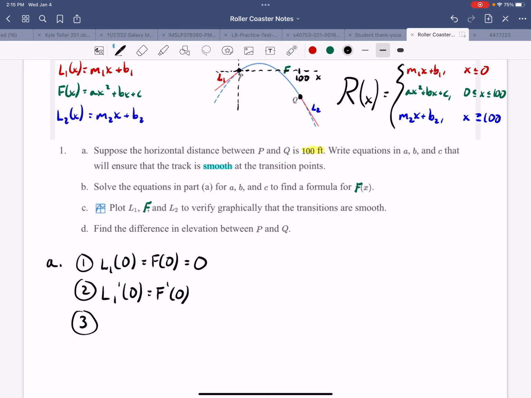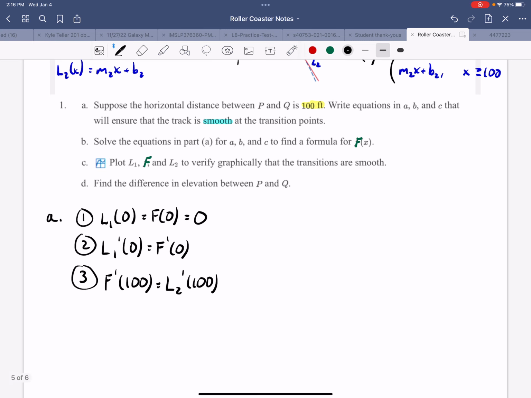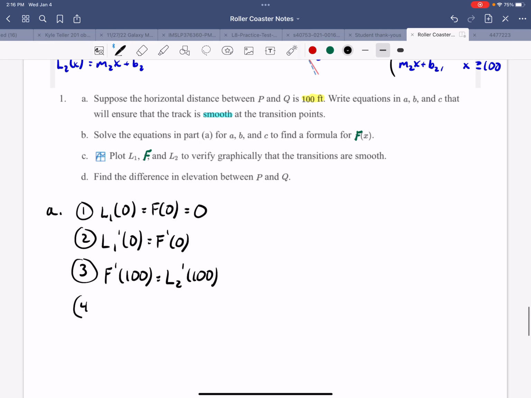Now, you might think, okay, well, let F of 100 equal L2 of 100, right, because we want them to meet. That is correct, but it turns out that when you solve for this stuff, it's actually easier to first say F prime of 100 equals L2 prime of 100. It just works that way. And then last but not least, equation 4: F of 100 equals L2 of 100.